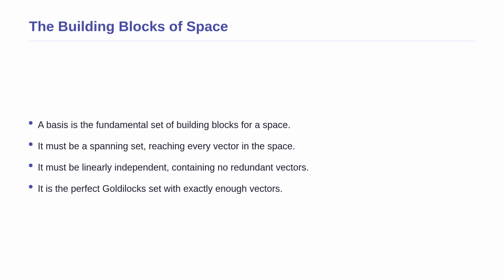A basis must satisfy two strict conditions simultaneously. First, it must span the space, meaning you can mix and scale its vectors to create any single vector in that space. Second, it must be linearly independent, meaning no vector in the set can be built out of the others. It is the ultimate Goldilocks set. Exactly enough vectors to reach everywhere, but not a single extra vector to cause redundancy.